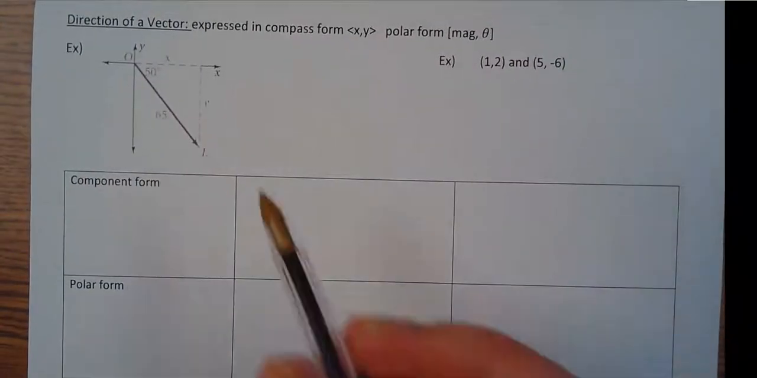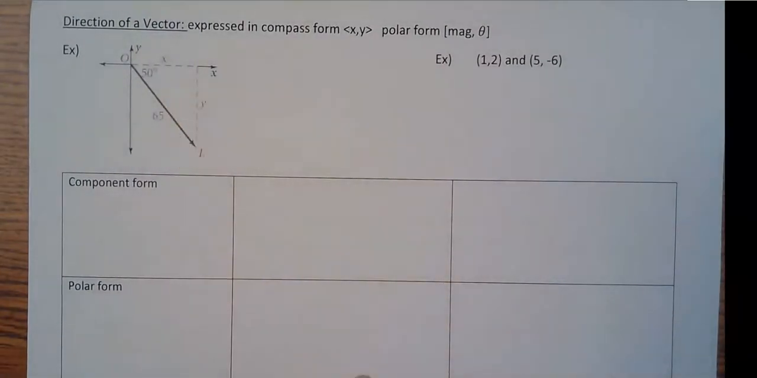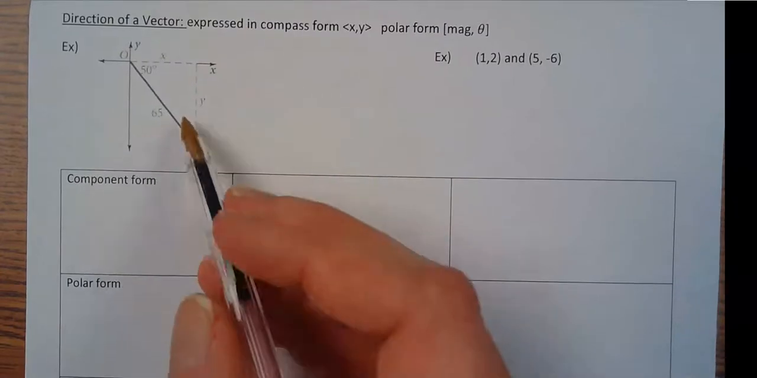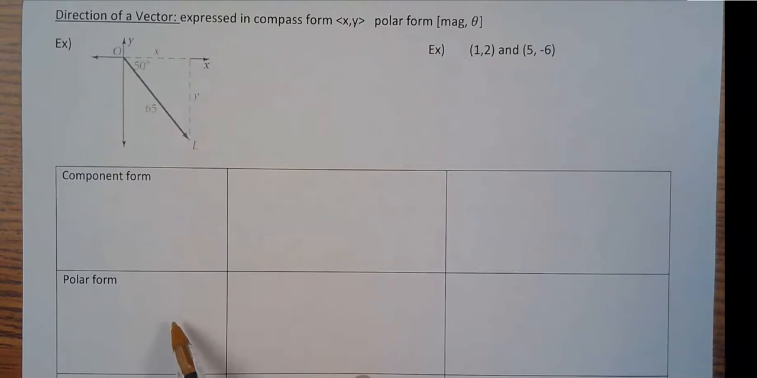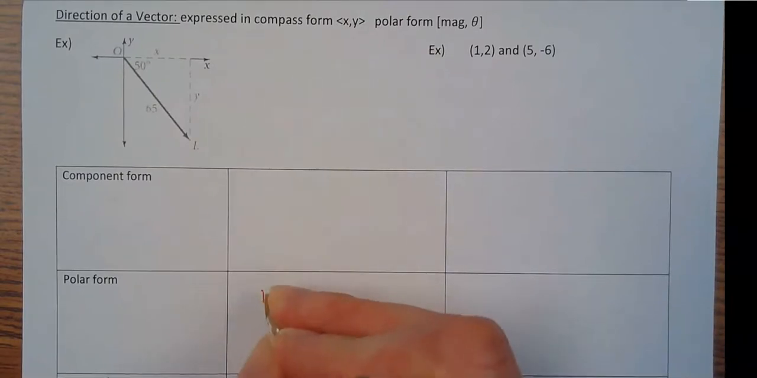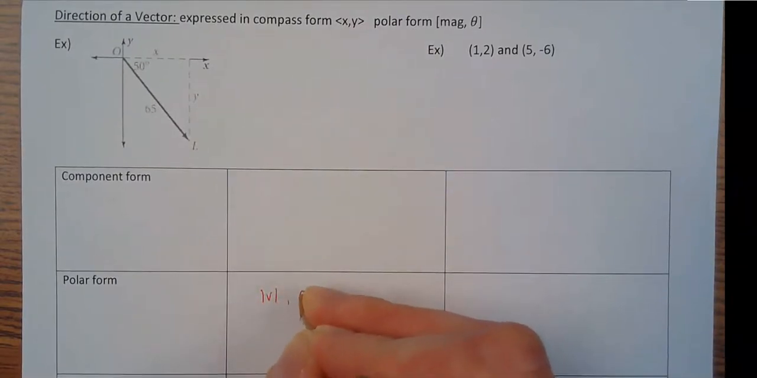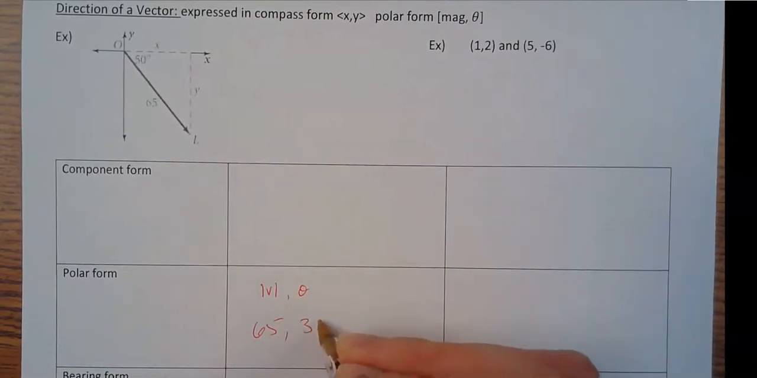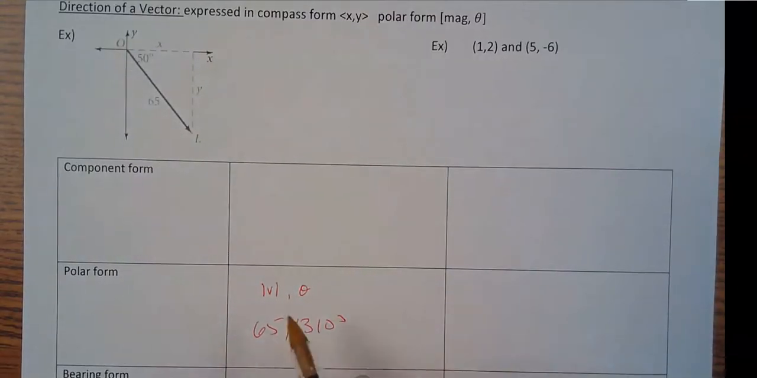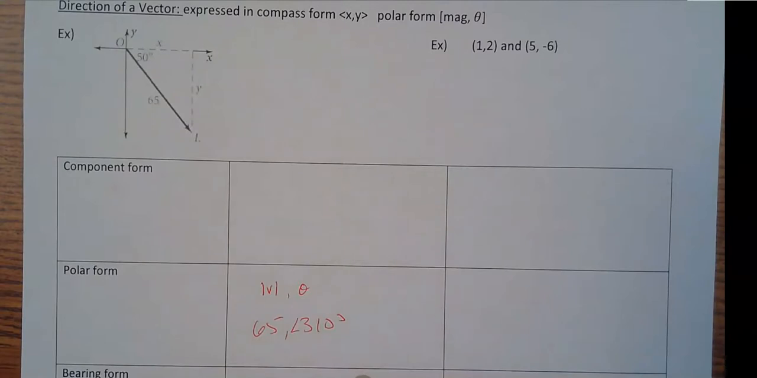Okay, so let's flip this over. We're just going to do some changing. I think if I go down, the polar form is where you give the magnitude and direction. So you give the magnitude, comma, and then the theta. So in this case, this was 65 and I just put the angle there. This is 310 degrees. So 65, comma, angle 310 degrees.